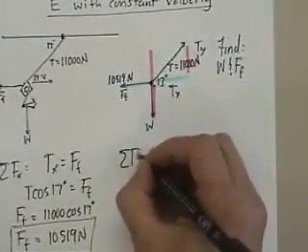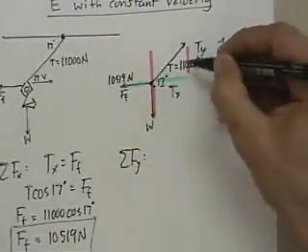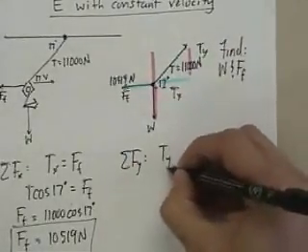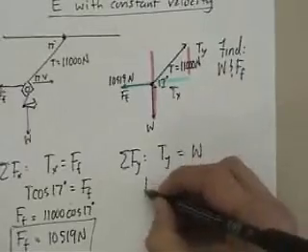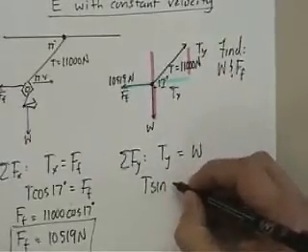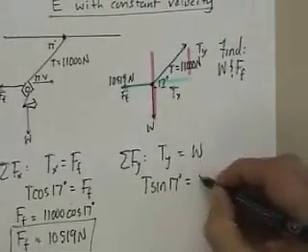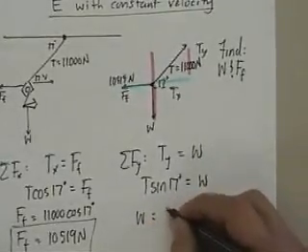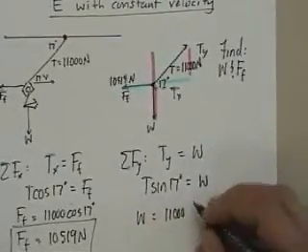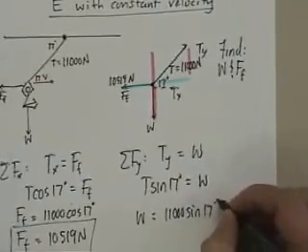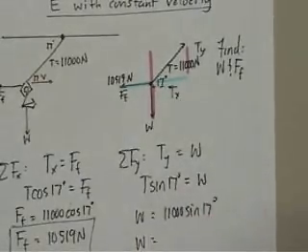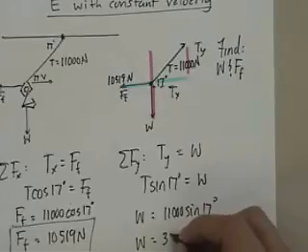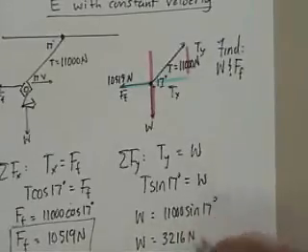Sum of Fy, that's going to be pink equals pink, so Ty ends up equaling W. So T sine of 17 degrees equals the weight. So Tarzan's weight is going to be 11,000 sine of 17. So that will end up being 3,216 newtons.